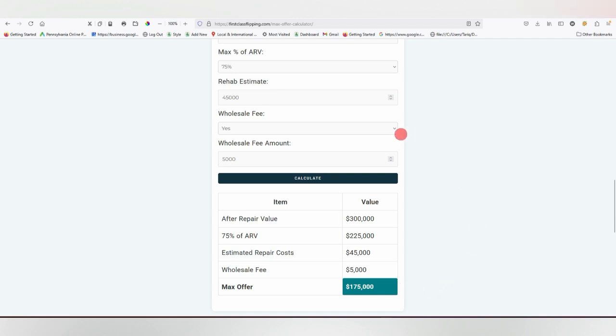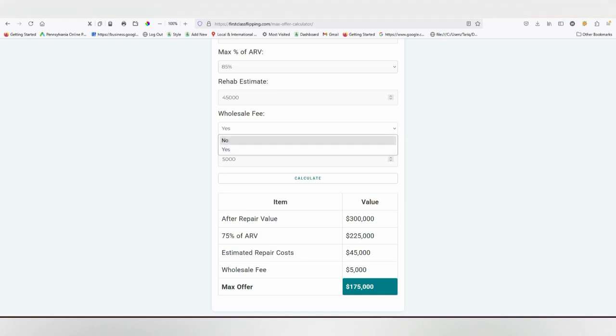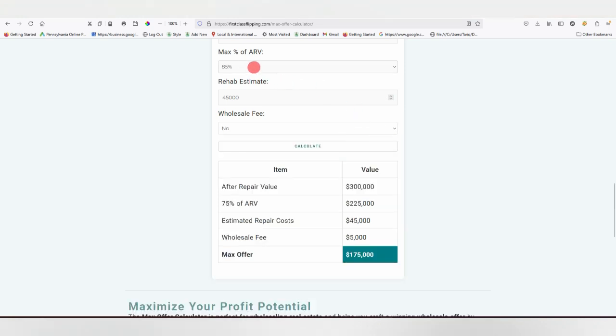Okay, now let's go back and say you want to keep this as a buy and hold, or your end buyer is a buy and hold. They may be willing to go as high as 80, 85%, because there's really no inventory out there. And if they have cash, they'll go 85%, right? Okay. Or let's even take out the wholesale fee. Say you're the end buyer, you have cash, you found an off-market deal on your own, so there is no wholesaler, and now you hit calculate.